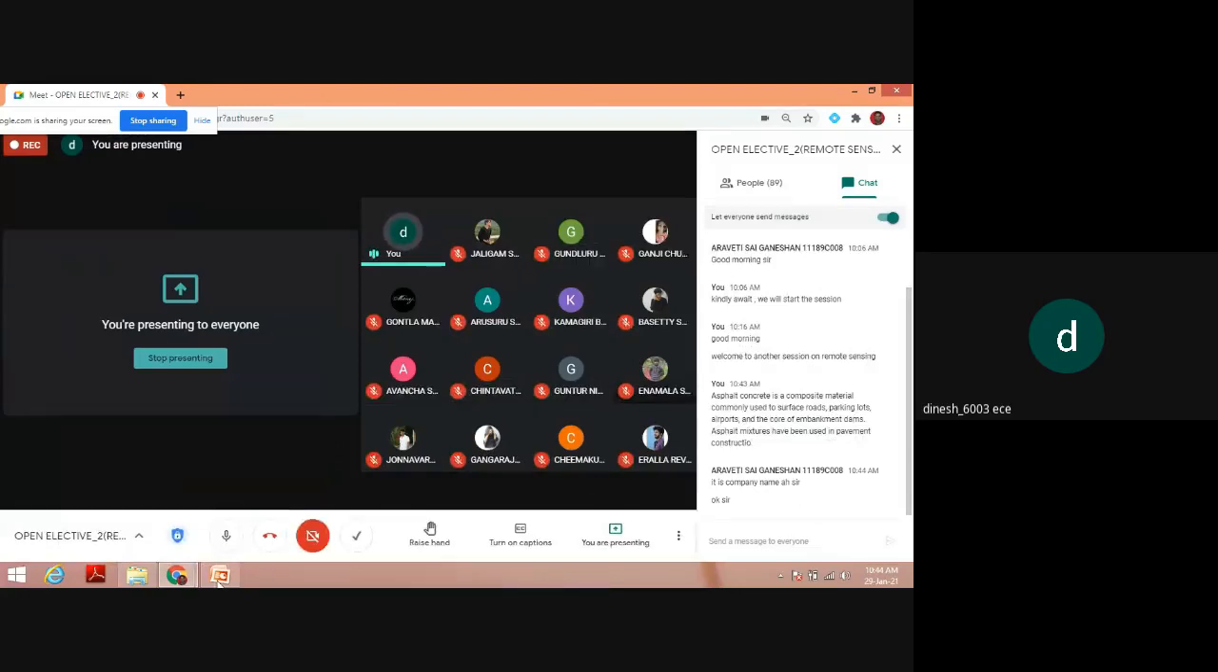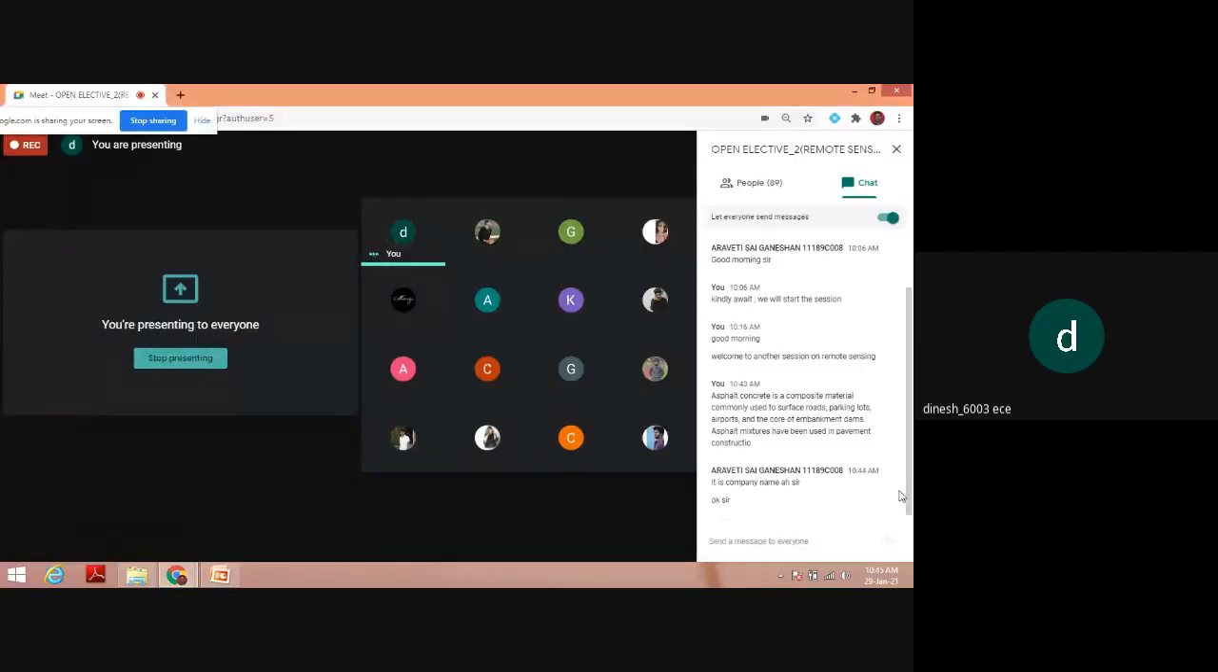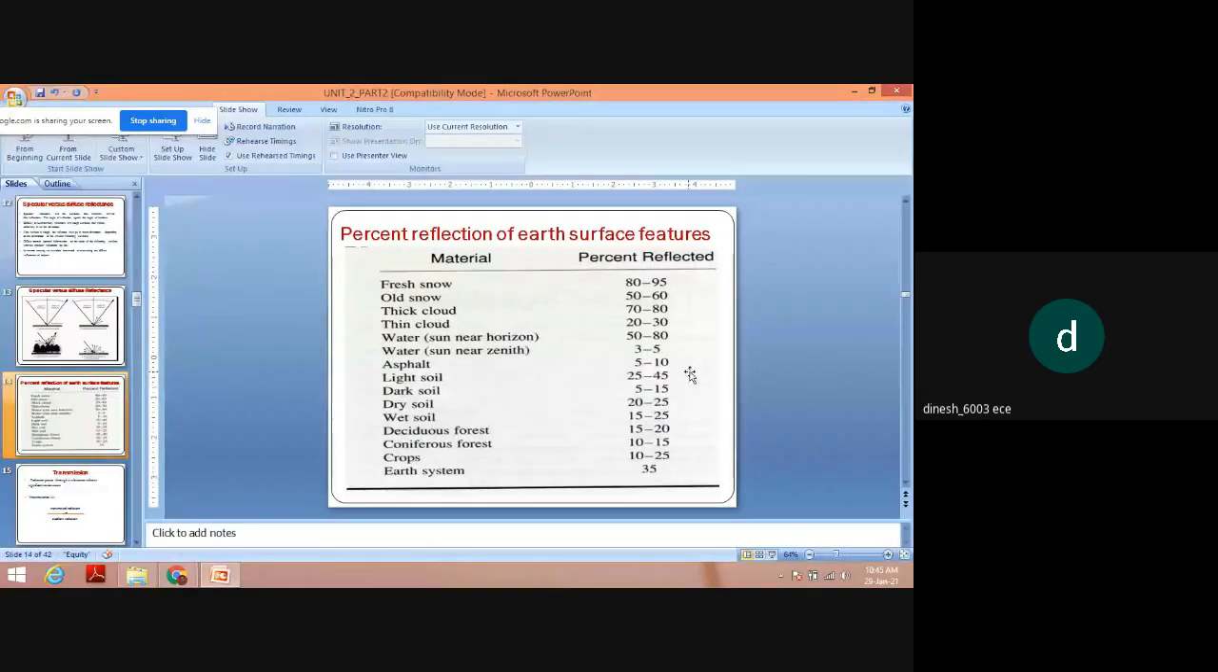So the remaining ones you are all familiar with: fresh snow, old snow, clouds, soils, forests, crops, and earth system. The unfamiliar term is asphalt. Asphalt is a material which is used to make surface roads, parking lots, airports, or in any construction purposes of dams. When electromagnetic wave radiation falls on it, it has a reflection feature of about 5 to 10%.